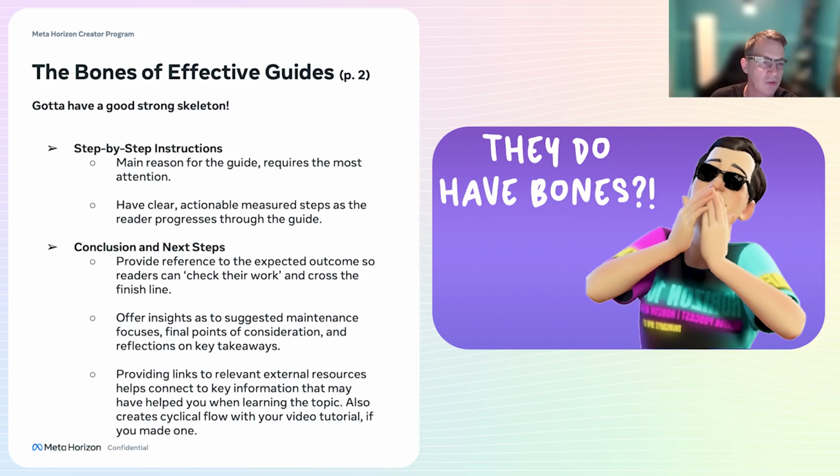And then conclusions, we've got to provide references to the expected outcome so the readers can check their work. And so basically that's to say, create the finished product and give it to them as an example, right? It also says to offer insights as to suggested maintenance focuses, follow-up points of consideration, and reflections on key takeaways.